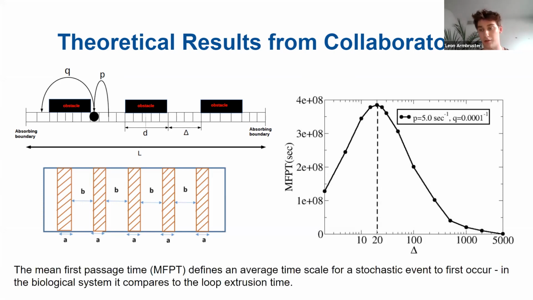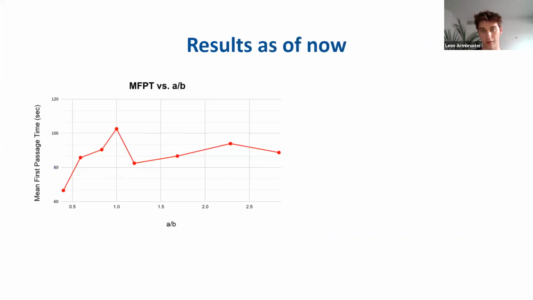To relate it back to the video you saw earlier, the mean first passage time is the loop extrusion time. Meaning you saw the little video of the protein forming the loop, and the time it takes to do that is our mean first passage time, just to relate it back to something you saw earlier. And that brings us to the results we have for now.